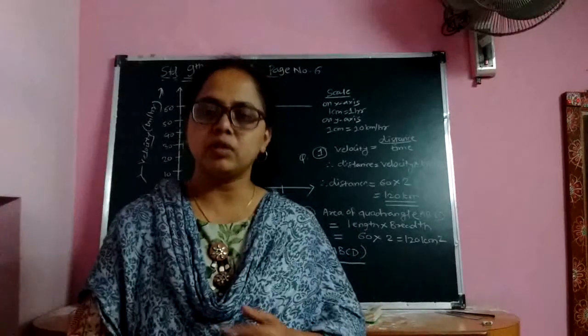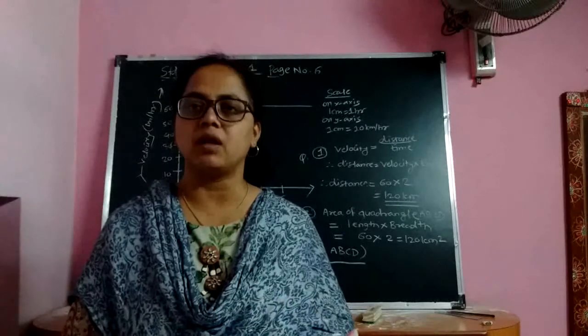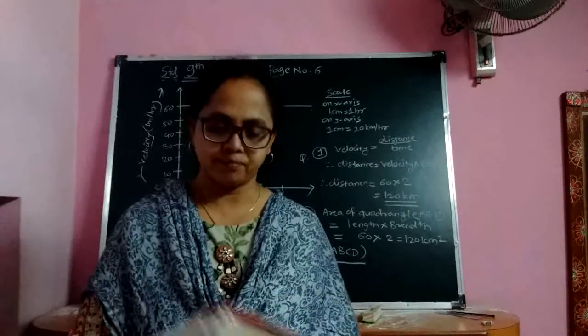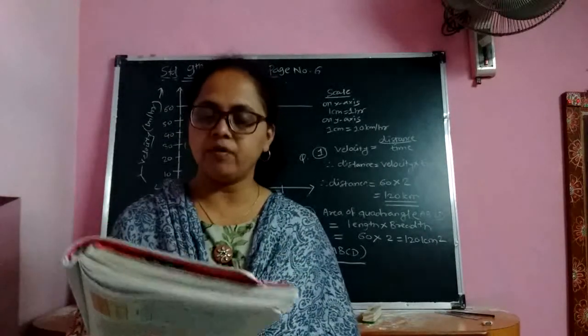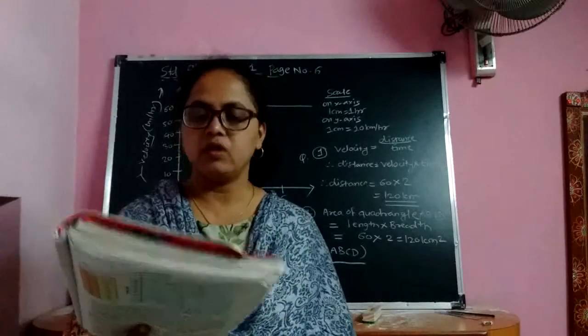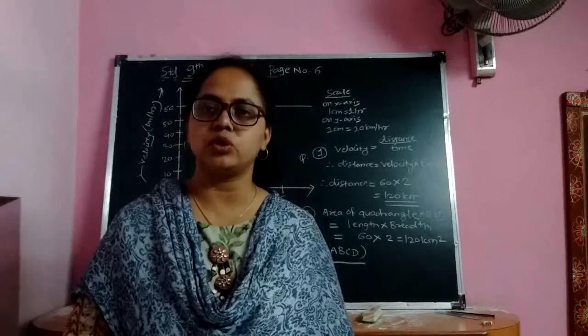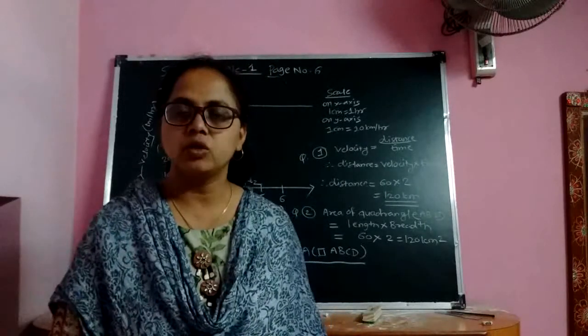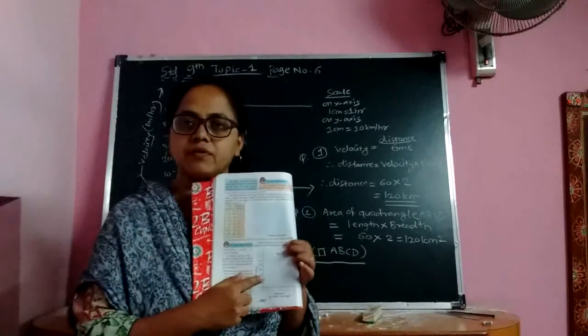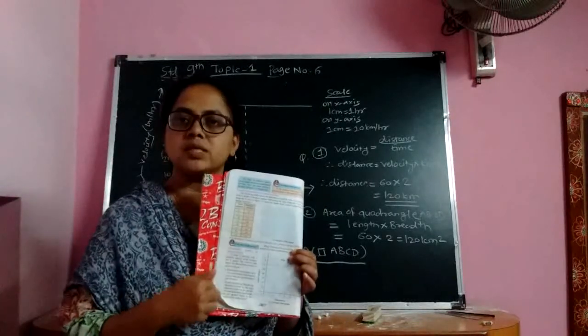The next point present on page number 6 is the velocity time graph for uniform velocity. A train is moving with a uniform velocity of 60 km per hour for 5 hours. The velocity time graph for this uniform motion is as shown in the figure. You can see in your textbook there is a graph given for you and 2 questions are asked.